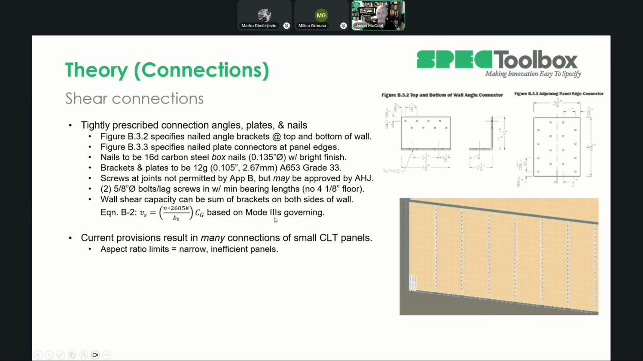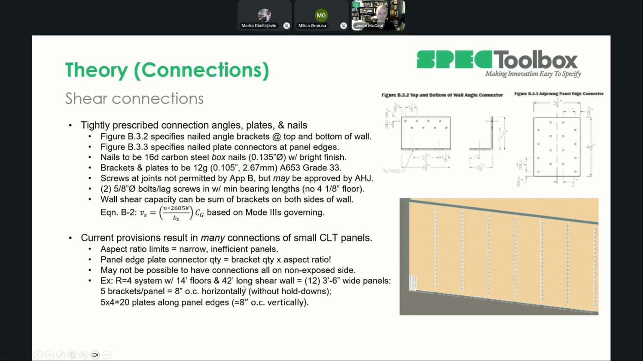Now, these current provisions result in many connections of these small, kind of inefficient panels, at least from a fabrication and construction standpoint. These panel edge connectors can add up quick. If you've got 5 base connectors down here, and also 5 at the top of the wall, but then if this is an aspect ratio of 4, that means you've got 20 connectors up here.